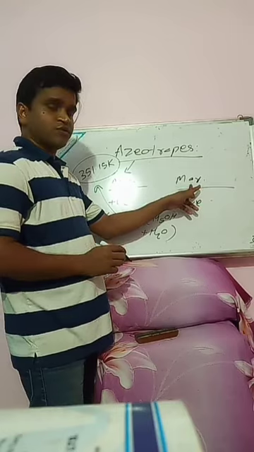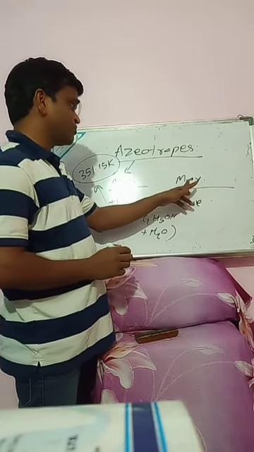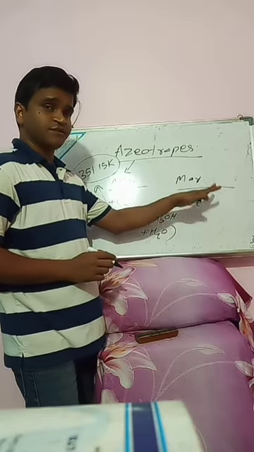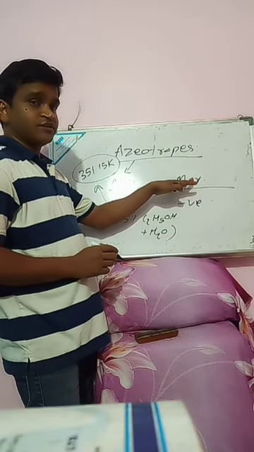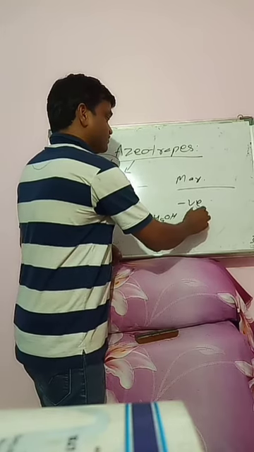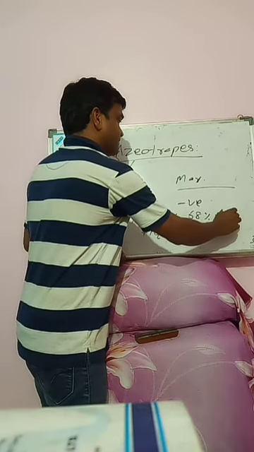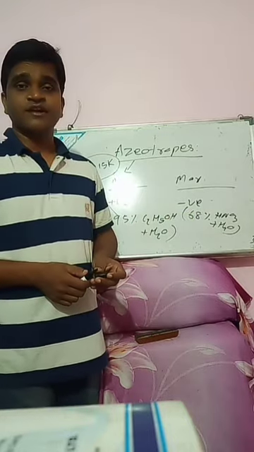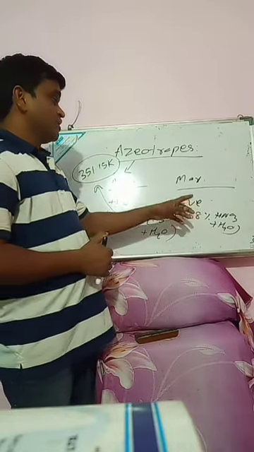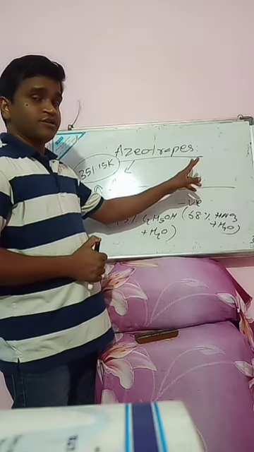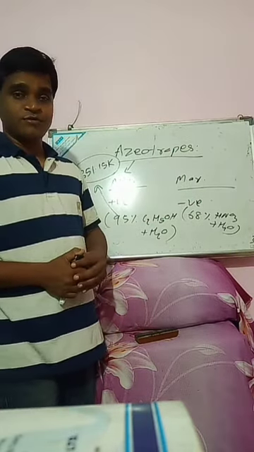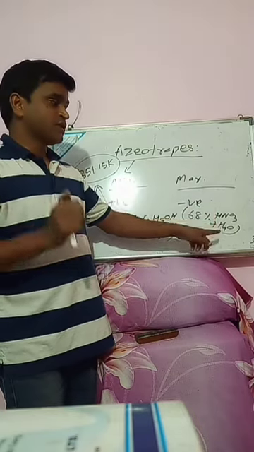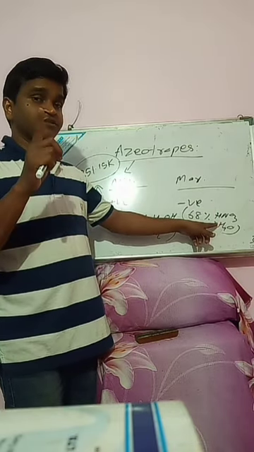Another one is maximum boiling azeotrope. Maximum boiling azeotrope means the solution which shows negative deviation acts as maximum boiling azeotrope. Example: 68% nitric acid and water acts as maximum boiling azeotrope. As I said before, nitric acid has boiling point 359 Kelvin. Water has boiling point 373 Kelvin.